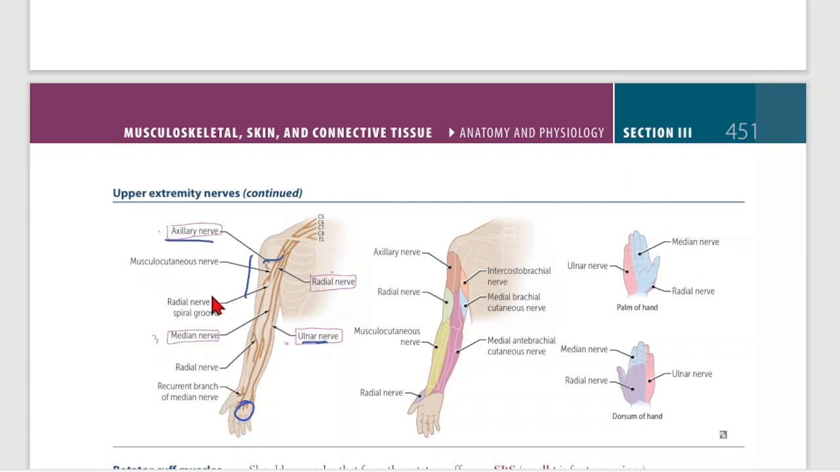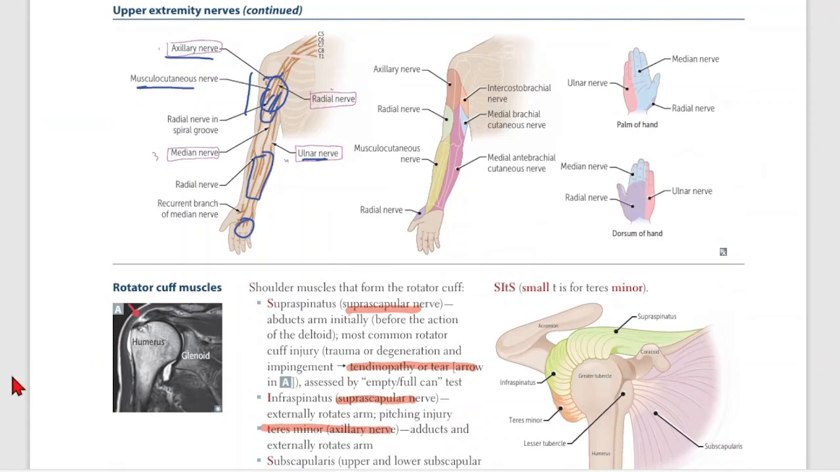This is the musculocutaneous nerve. It arises from the lateral cord and supplies the anterior muscles of the arm. And this is the median nerve. It comes here and supplies the anterior side of the forearm. It is simply just like this.